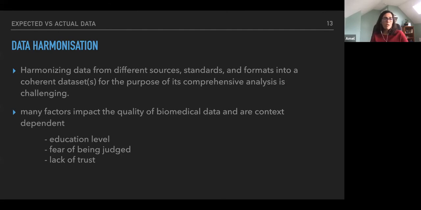There are also other factors related to the fear of being judged and lack of trust, which could lead to people not communicating the right information, or communicating only part of the information, which is not necessarily enough to include in an analysis.